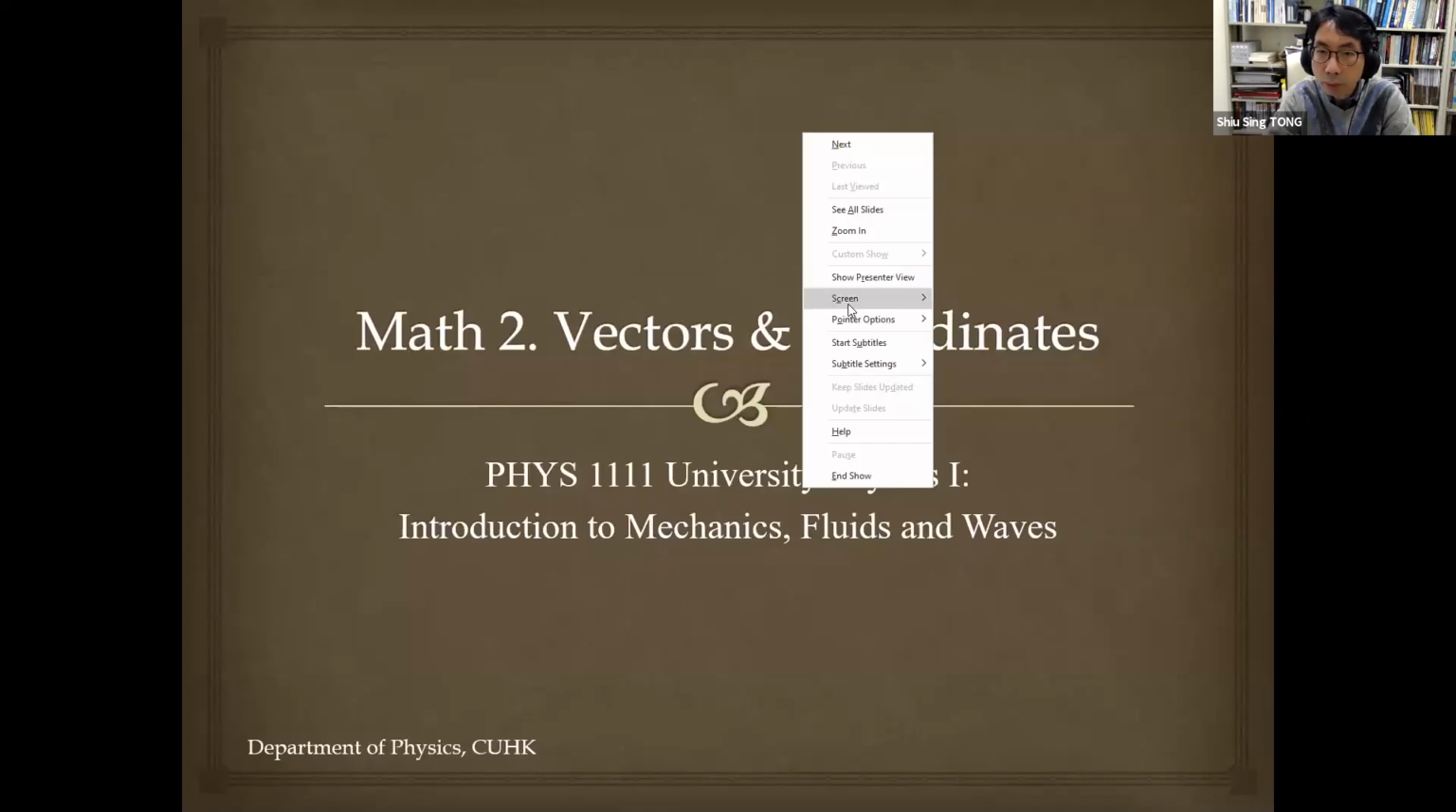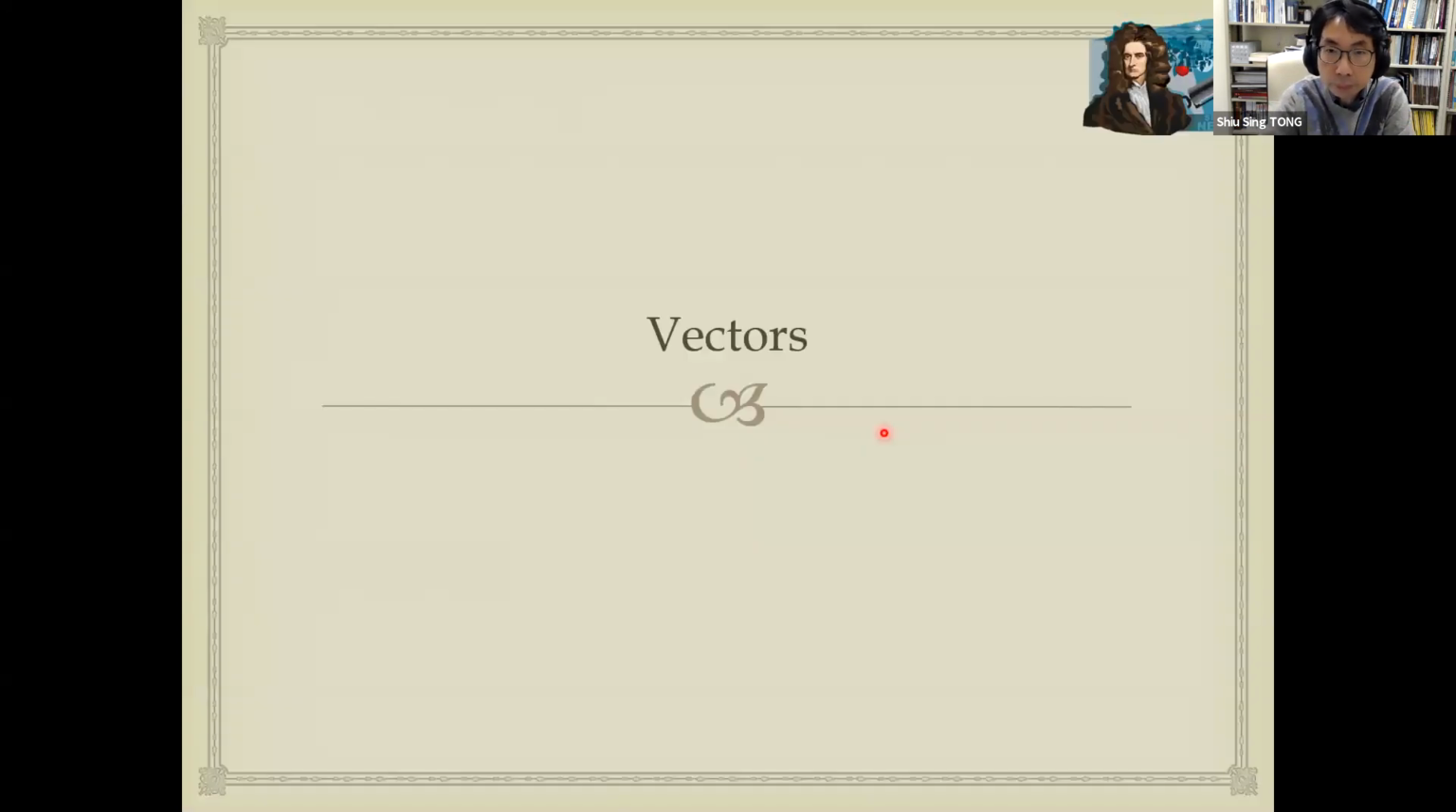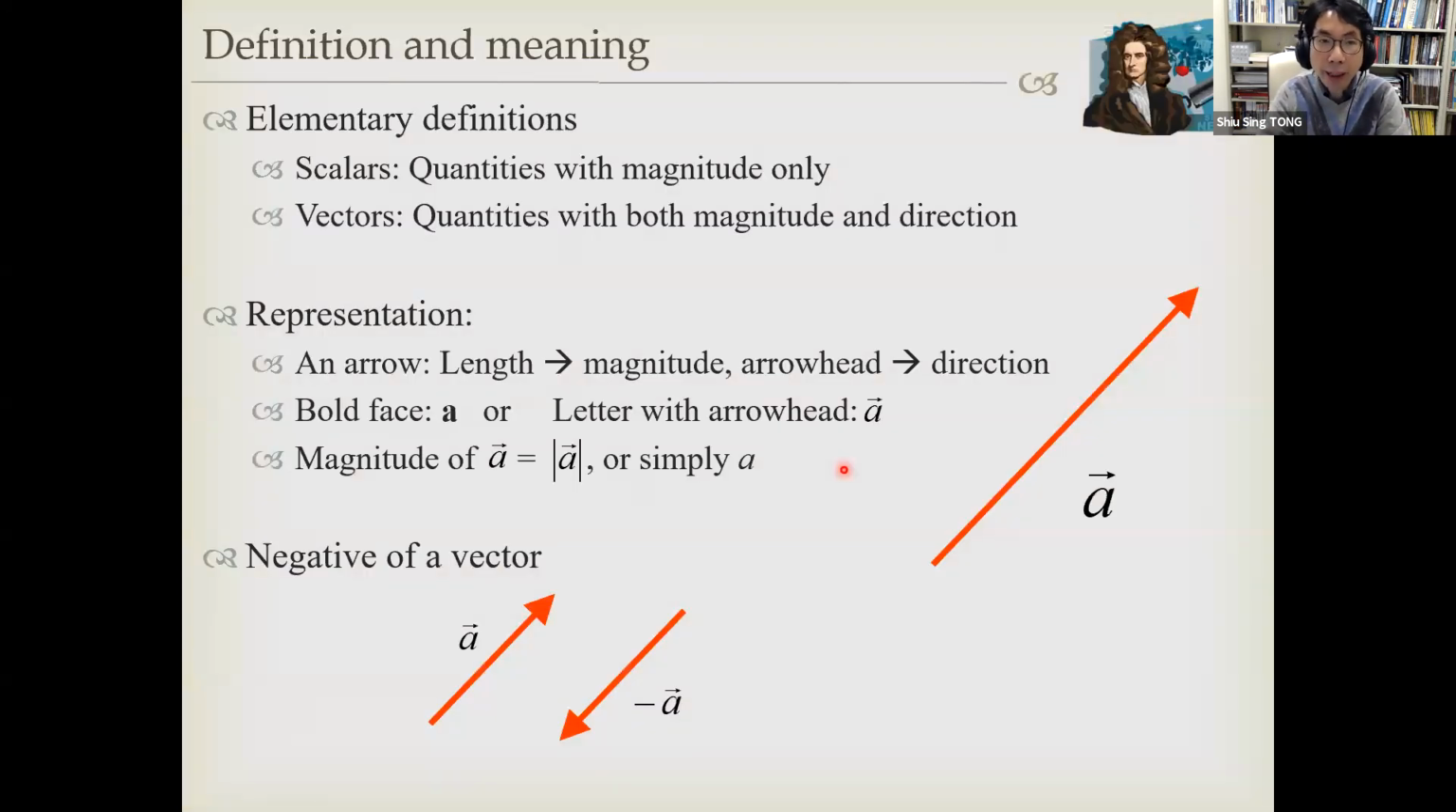Now, we will also introduce to you the coordinate systems, the curvilinear coordinate systems that we commonly use in our study of physics. So this mathematical review is vectors and coordinates. First, let us talk about vectors.